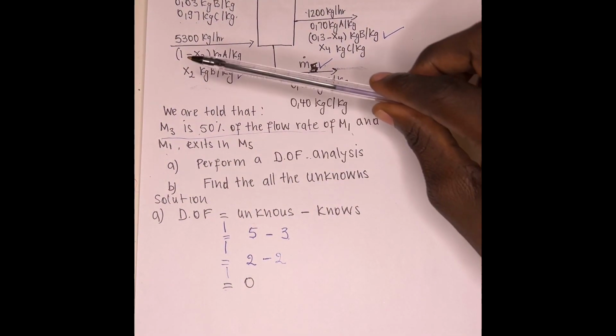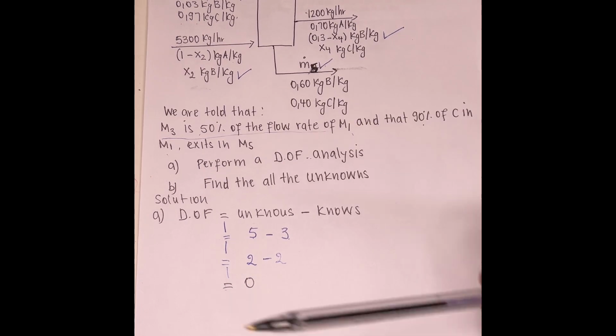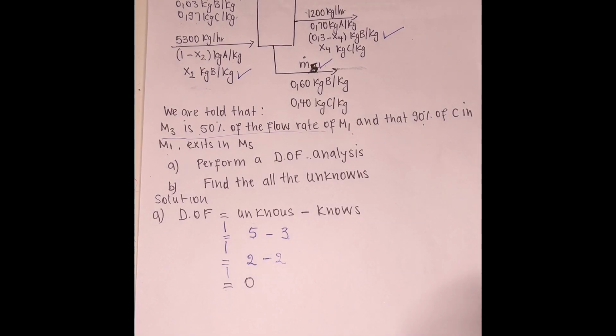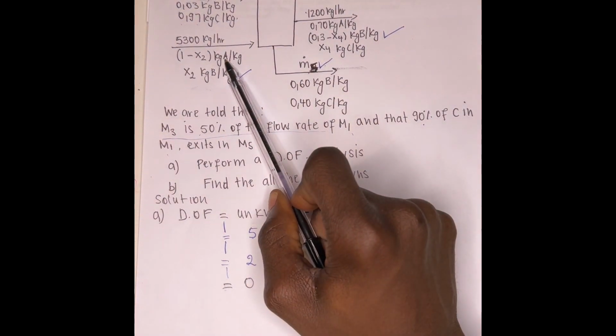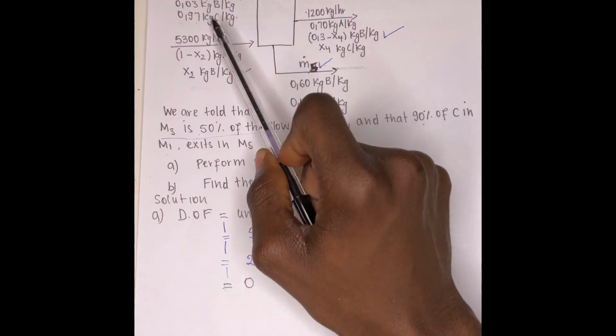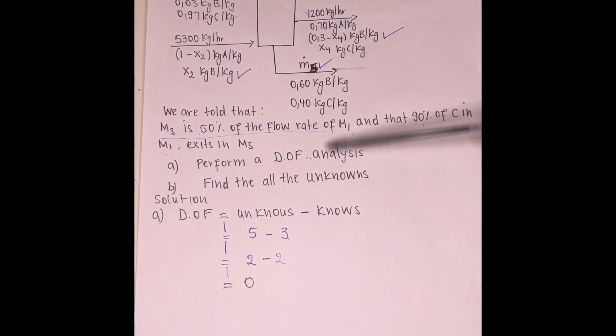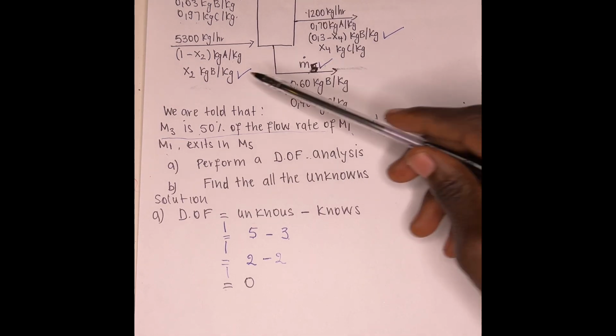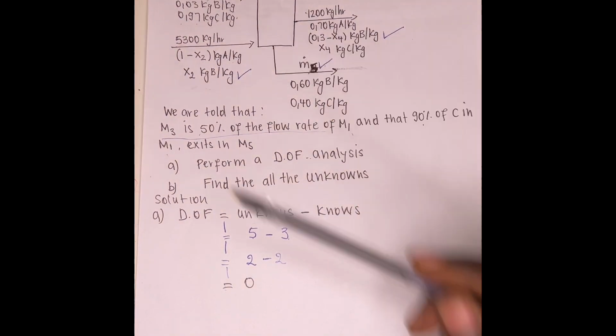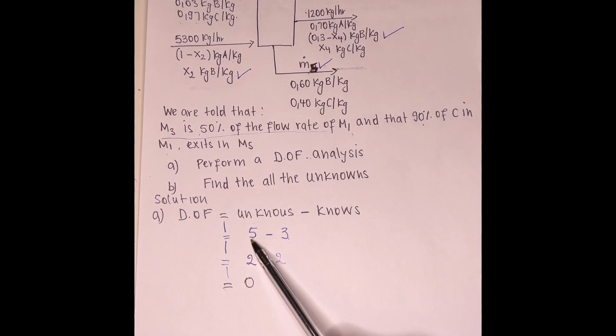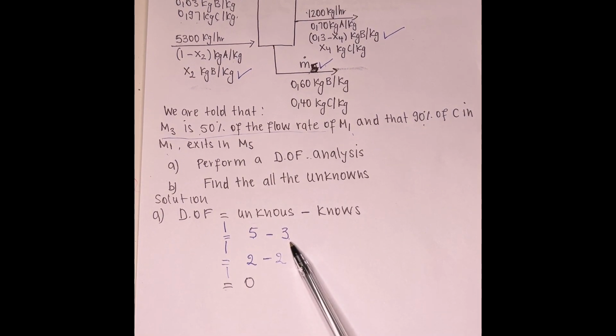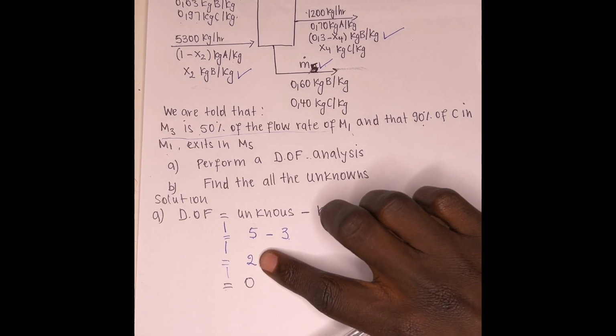So if you see this equation, how many components do you have? We have component A, component B, and component C. But how many are there? A, B, C. So it's 3. That's why we say this minus 3. And if you do 5 minus 3, you find 2.